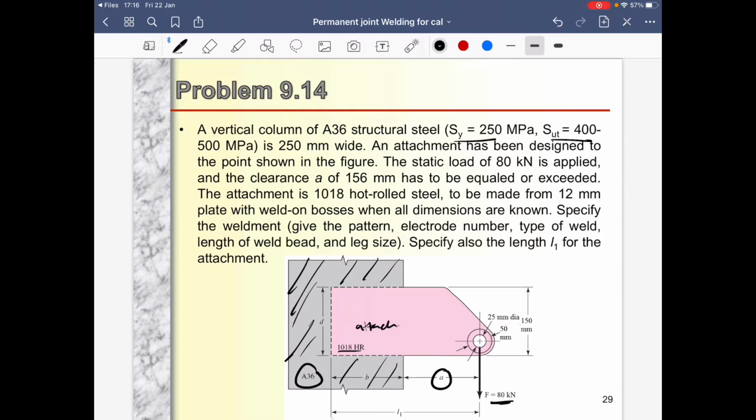So specify the weldment. They ask us to specify the weldment: the pattern, the electrode number, the type of weld, the length of weld bead, and the leg size. The leg size is usually the h. The length of the weld bead, let's say if we weld overall, so what is the overall length. And then electrode number, either it is E60 something or E70 something or E80 something, and then the pattern.